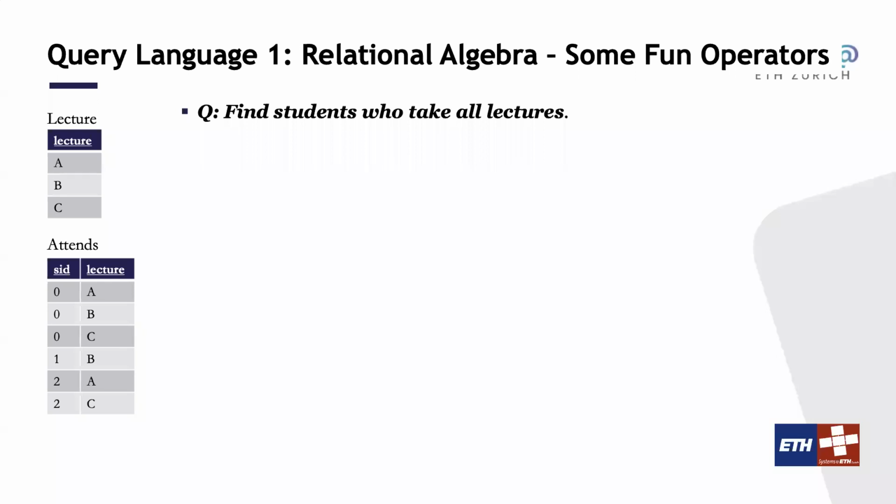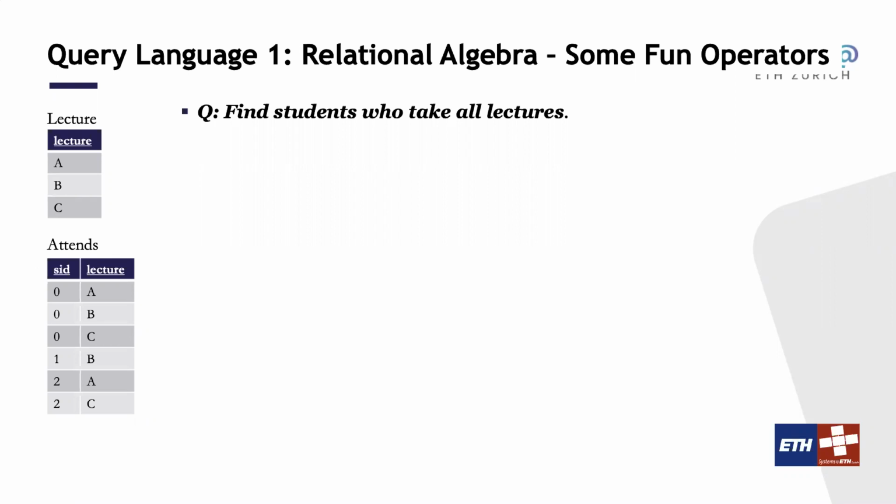Okay, so let's look at another example, which is going to give us an operator that's actually pretty interesting, and goes beyond what we have learned so far. Think about this example. I have two relations: a lecture relation, and attendance, which is student ID, attend lecture. Assume my query is, I want to find students who took all lectures.